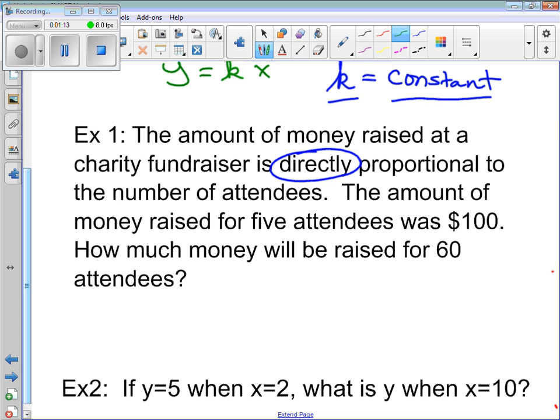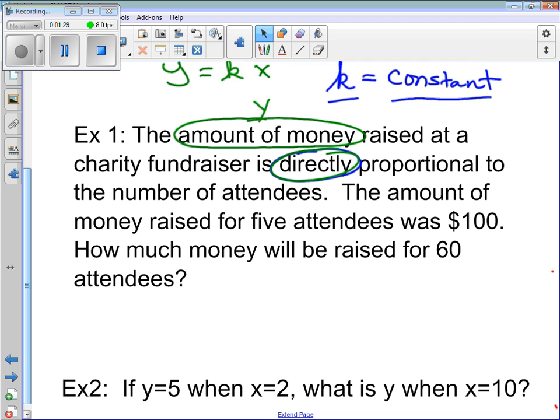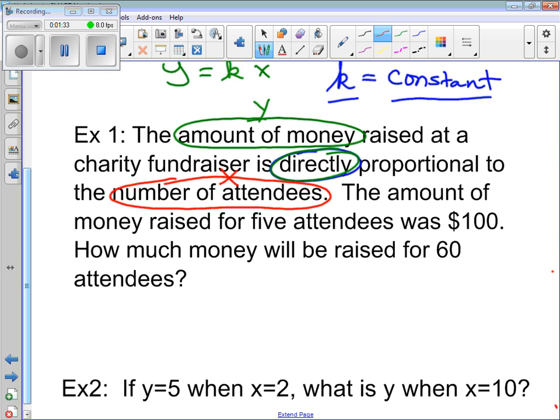Where you see directly, what comes before that is always your y. So the amount of money is your y. What comes after the words directly? Number of attendees. That's your x. So the first scenario here, the amount of money raised for 5 attendees was $100.